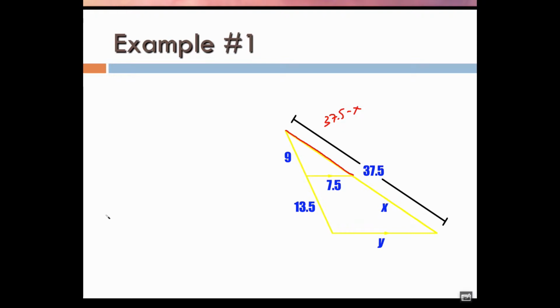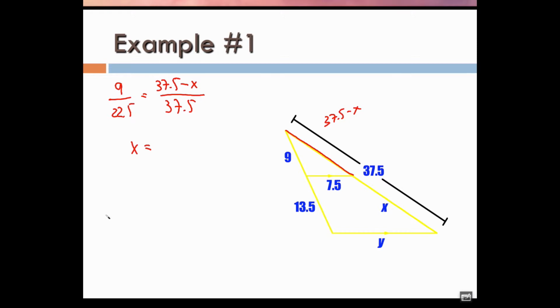So if we compare triangle to triangle, which is what we've already done, we would do 9 over 22.5 is equal to 37.5 minus x over 37.5. Nothing new there. Cross multiply, solve that for the value of x, please. Tell me what x equals.